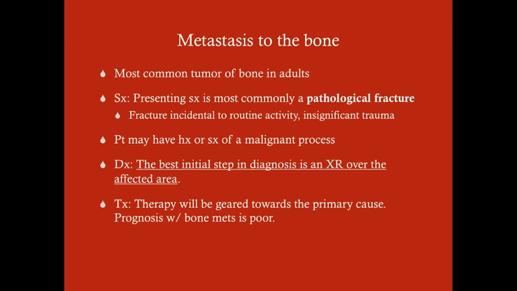Okay, so now let's talk about adults. Adults, the most common tumor of the bone is metastasis. So how do these patients present? Well, usually these are going to be patients that have some kind of history of a malignant process. So maybe a patient who is in remission or supposedly in remission for cancer, breast cancer, thyroid cancer, colon cancer, prostate cancer. But the presenting symptom is most commonly a pathological fracture.